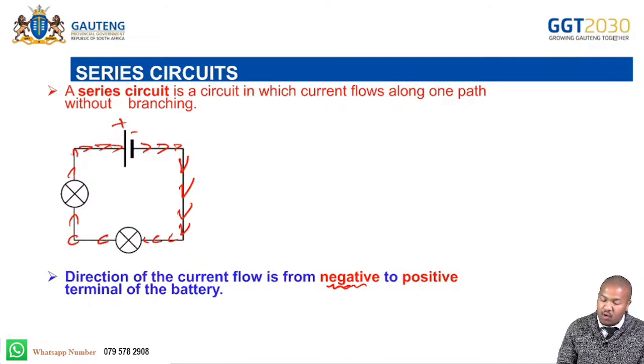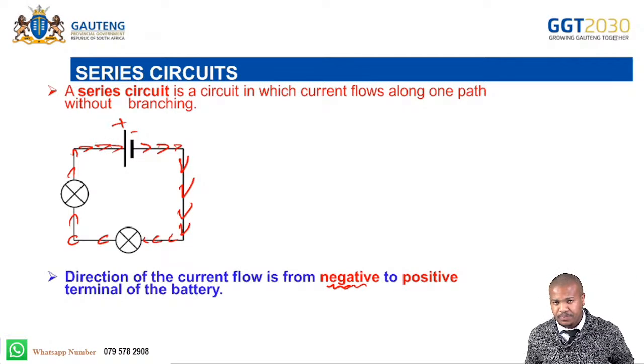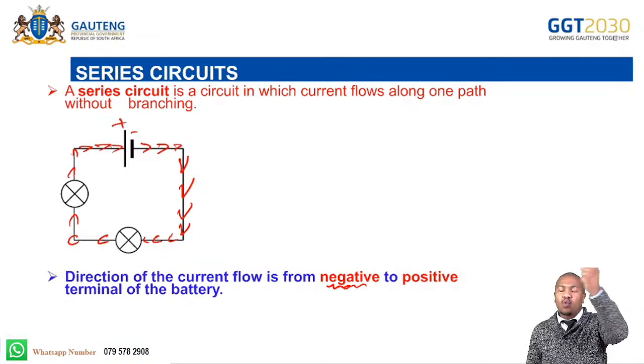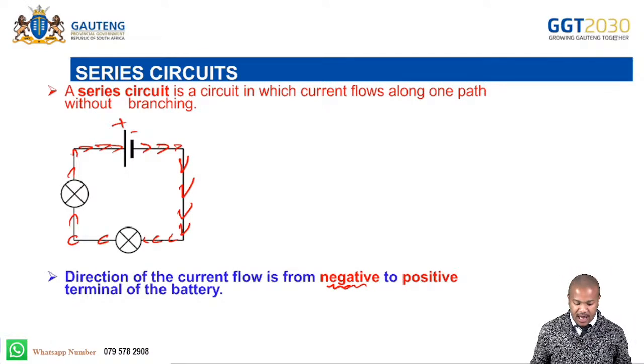Then the current flows back into the positive terminal of the cell altogether. It follows one pathway throughout the whole circuit, right? There are no branches where it branches to different directions, but it follows one pathway, and that's what a series circuit is. It is where current flows along one pathway, right?